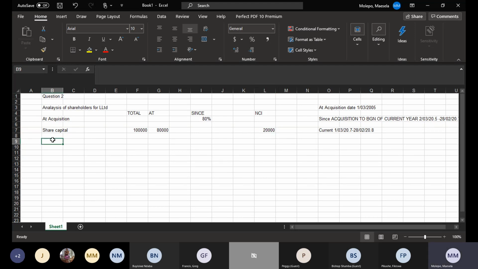And then our retained earnings, as shown on page 151, is sitting at 64,000 on the date we acquired the shares, and then the 80% will be 51,200, and then the NCI will be 12,800. Then we've got the revaluation surplus.